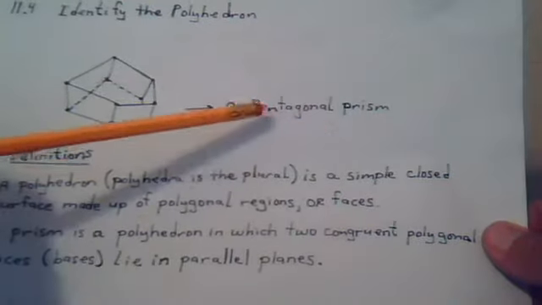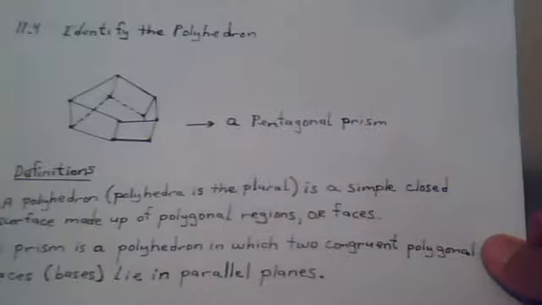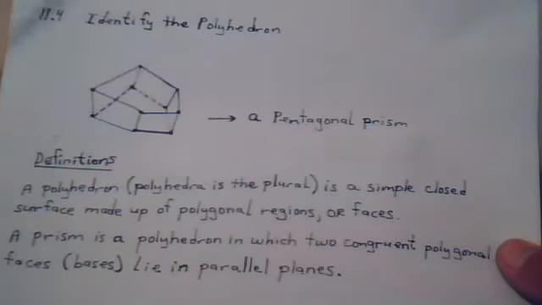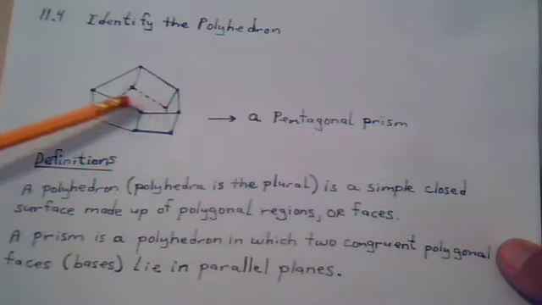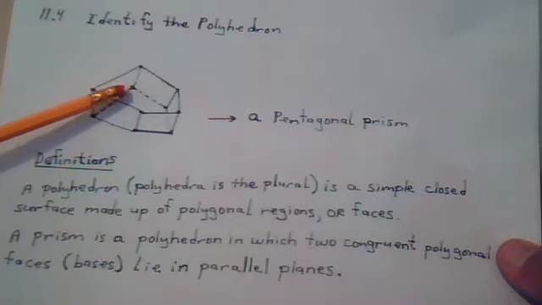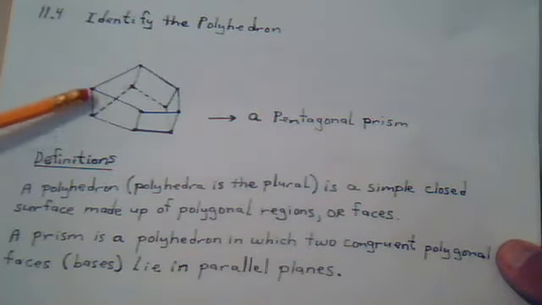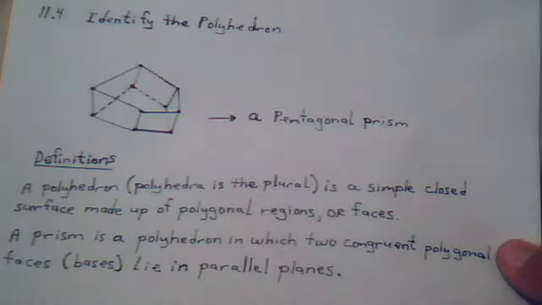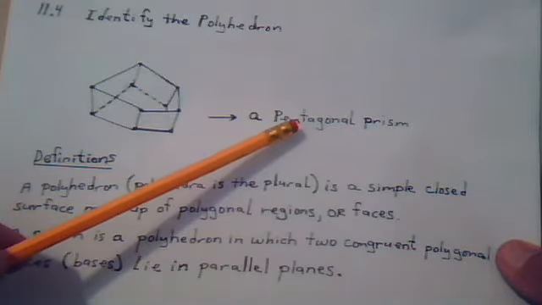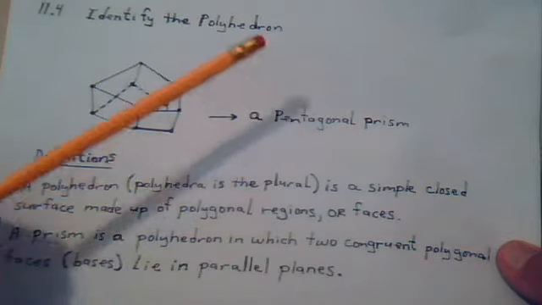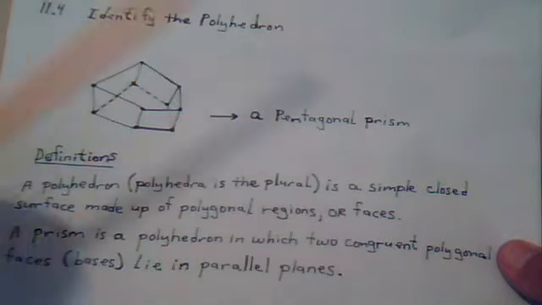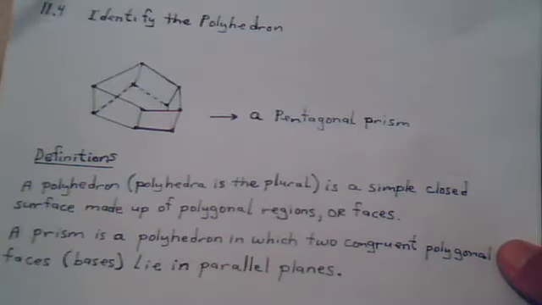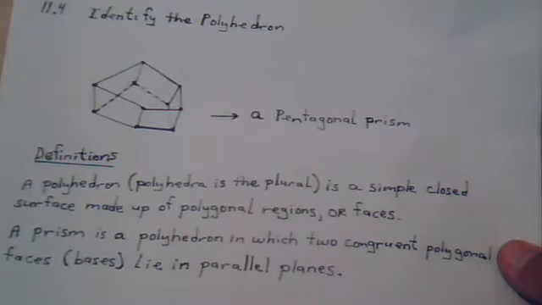The pentagonal part of the name comes from the type of base we have. We have a pentagon up here and a pentagon down here. These bases are pentagons. So that's where the pentagonal part of the name comes from. The prism part of the name comes from these two bases being parallel. That's what makes it a prism.